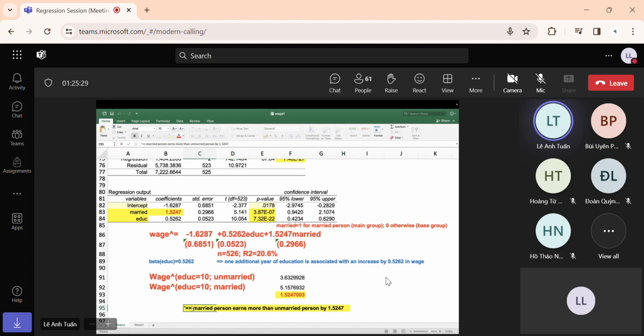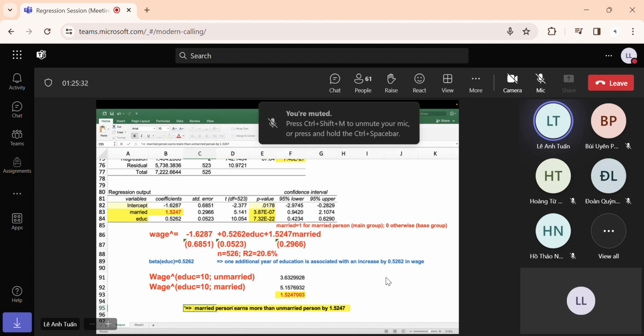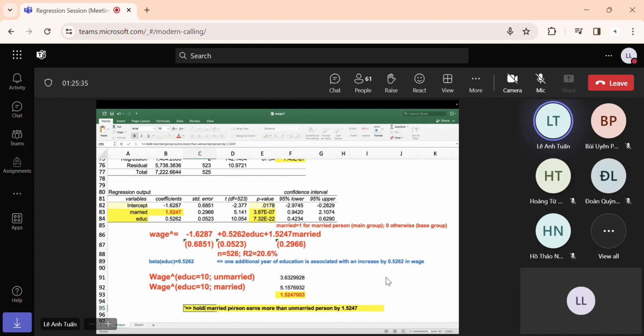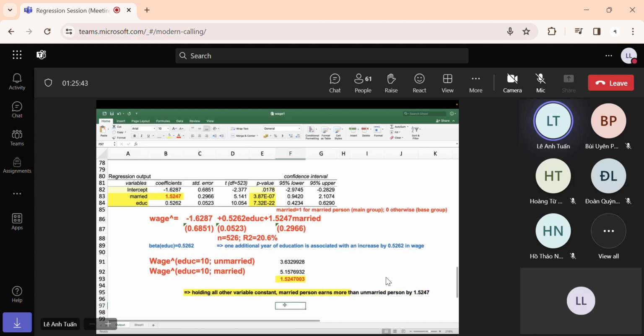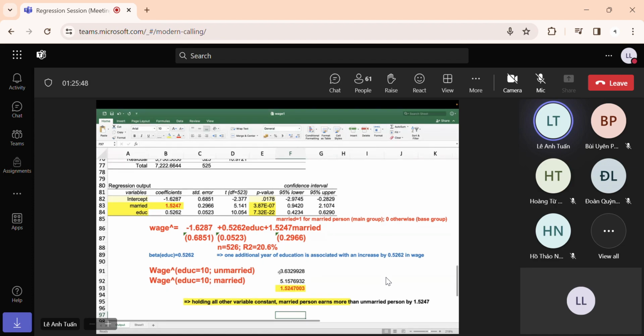But this is for the multiple regression model, so we say holding the other variables constant, married people earn more than unmarried people by the coefficient. You can see that at the same education level, the wage for married people is higher than the wage for the unmarried. So we say the married person earns more than the unmarried person by this amount. This is how we explain the coefficient.